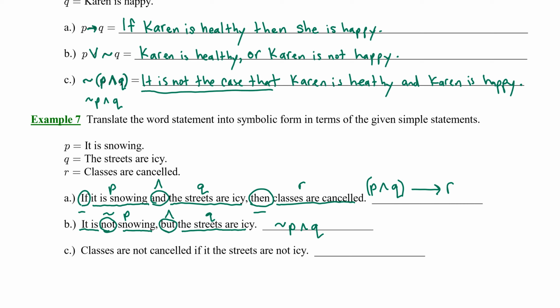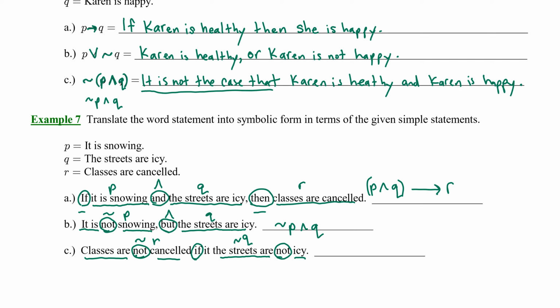Our final example, classes are canceled is statement R. The word not is going to be translated as a squiggle. Now, notice here we have the word if in the middle of the statement. If the streets are icy. The streets are icy is statement Q. And we've got the word not here, which is a squiggle.